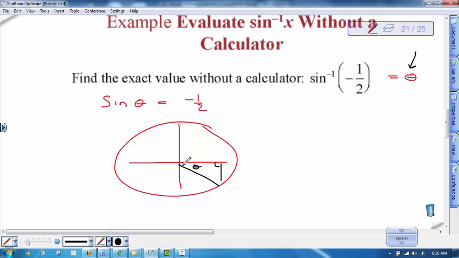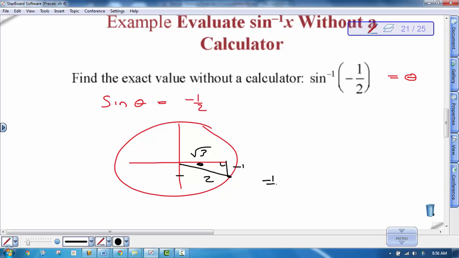Now they said sine was -1/2, so that'd be opposite over hypotenuse. And I'll try to draw this a little bit to scale here. Not much, but it'd be opposite over hypotenuse. And if I do the Pythagorean theorem on this, I would get the square root of 3 right here. And so this is a special right triangle, and we know that the sine is the y value, so that's why I put this point here.